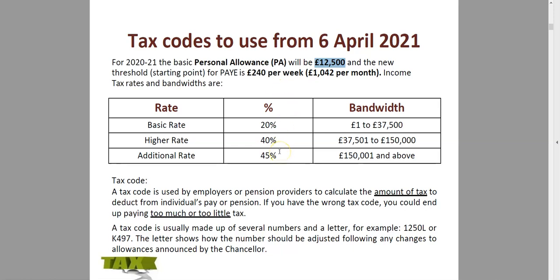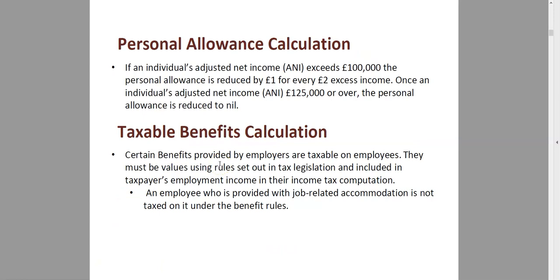After that we have to know some bandwidths. The bandwidth represents, for example, if someone earns 1 to 37,000, of course we have to take away 12,500 from here, and the tax rate is 20%. If someone is earning between 37,000 and 150,000, the tax rate is 40%. If someone is earning 150,000 and more, then the tax rate is 45%. All of this information will be relevant when you calculate the tax. Now all this tax is calculated under the tax code.